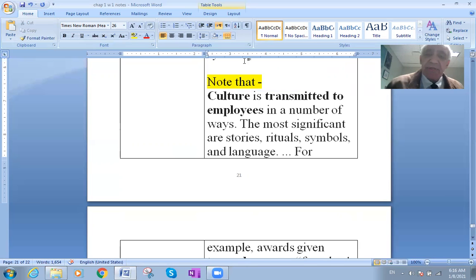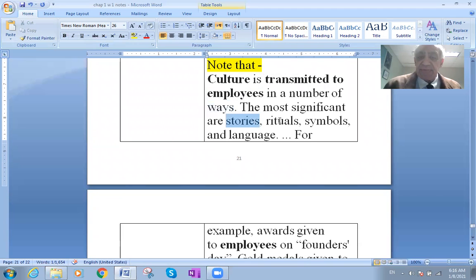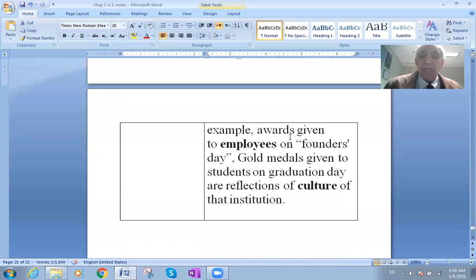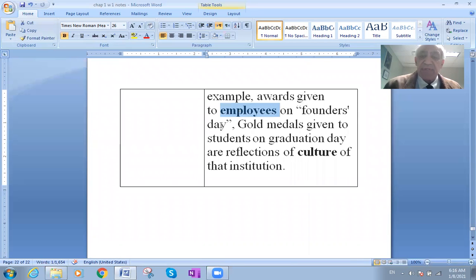Culture is transmitted to employees in a number of ways. The most significant are stories, rituals, symbols. It's not only for the employees, but also between nations, between the same people of the same nation. It goes by stories, rituals, quotes, proverbs, expressions. Examples are awards to employees or founders, like gold medals given to students on graduation day, a reflection of the cultures of the institutions.